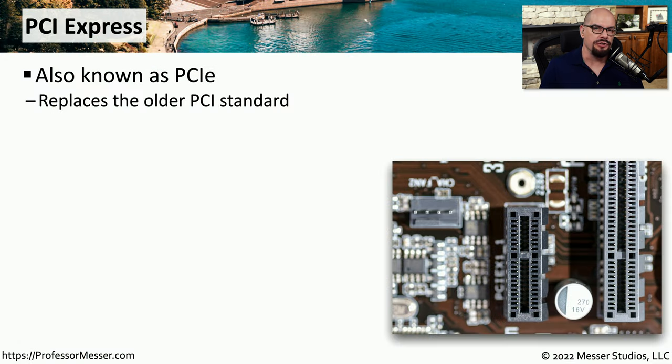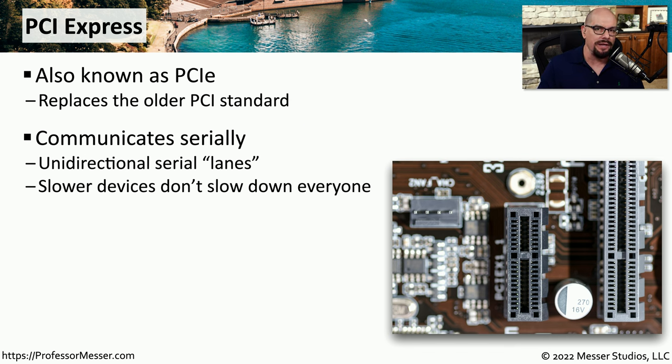On newer computers, you probably won't find a PCI bus. Instead, you'll find the newer PCI Express bus. You'll sometimes see this written as PCIe with the lowercase e. This effectively replaces PCI, and it changes the way we communicate across this bus. Instead of a parallel connection, PCI Express uses a serial connection, and the communication path that it uses to communicate between these PCI Express devices is called a PCI Express lane.